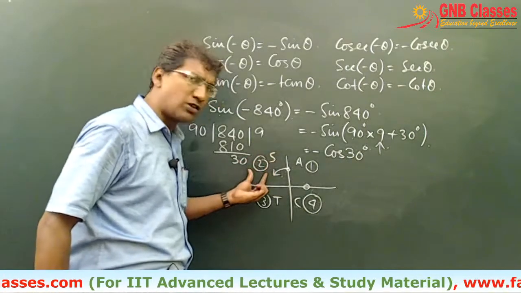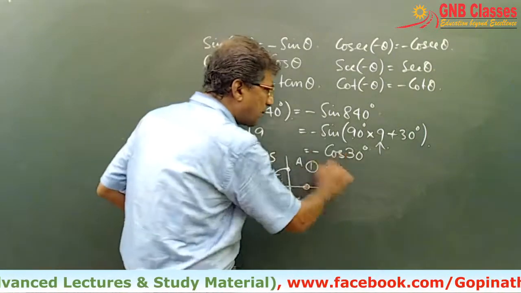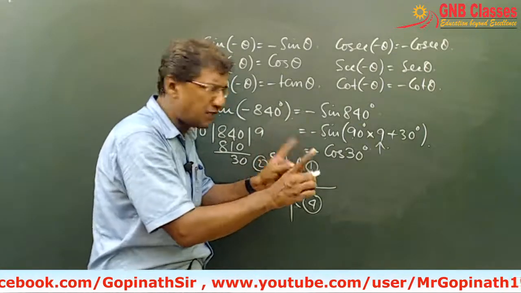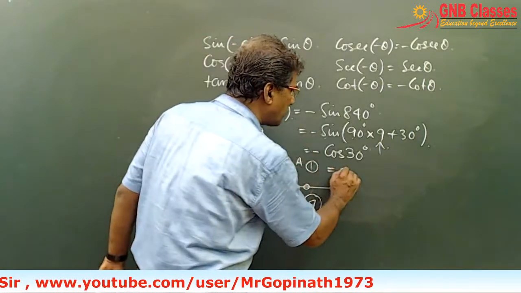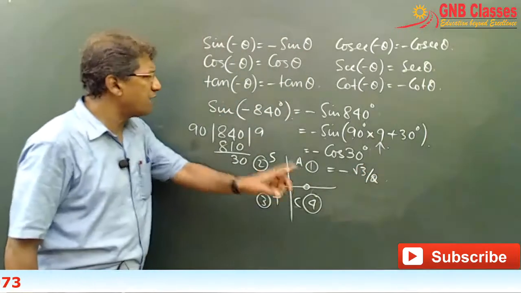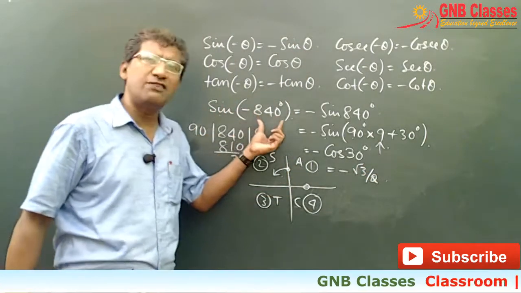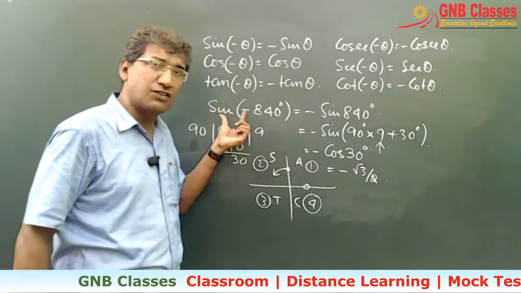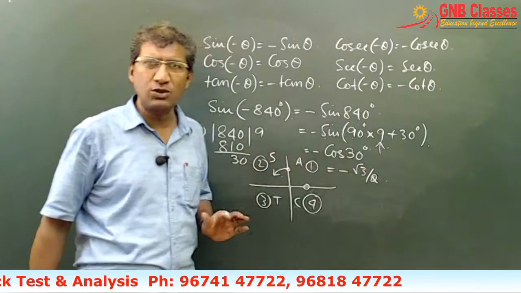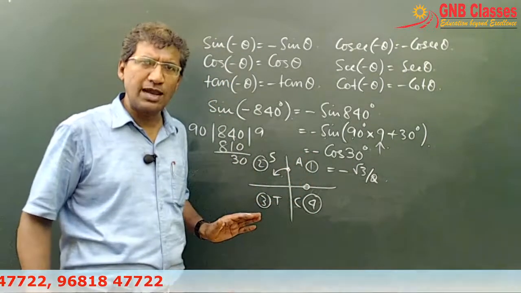Since your sign is positive in the second quadrant, I will give a positive sign, but there is a negative sign outside. So ultimately the final answer will be negative. So what will be my answer? It will be minus root 3 by 2. Therefore, the value of sine of minus 840 degrees is nothing but minus root 3 by 2. Is it clear to all of you? Absolutely. Okay.